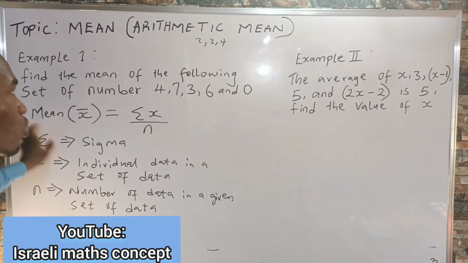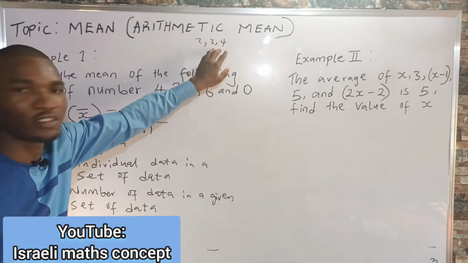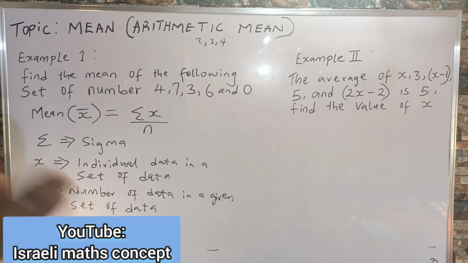So the sigma in question means to sum everything about this data, if I'm referring to these numbers as my data. Remember, sometimes you may not hear the term mean, but rather you hear the term average. They are still the same thing. Whether you call it mean or you call it average, they will still serve the same purpose.